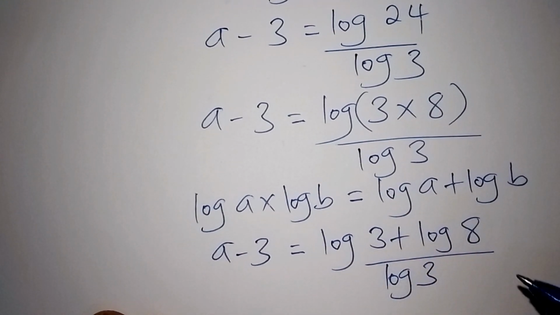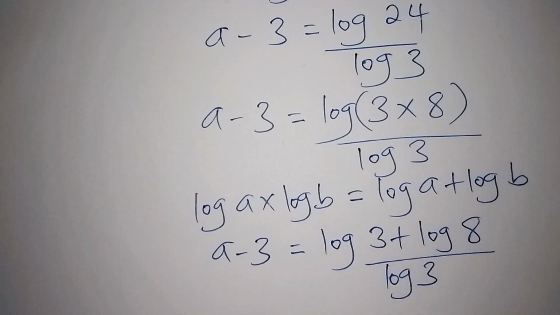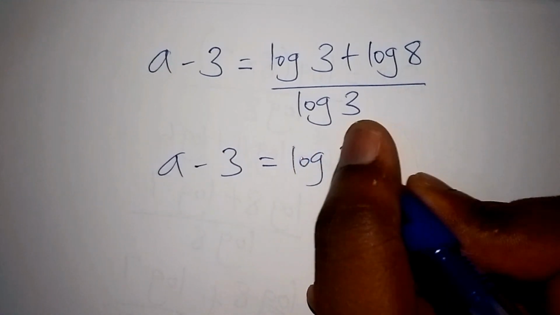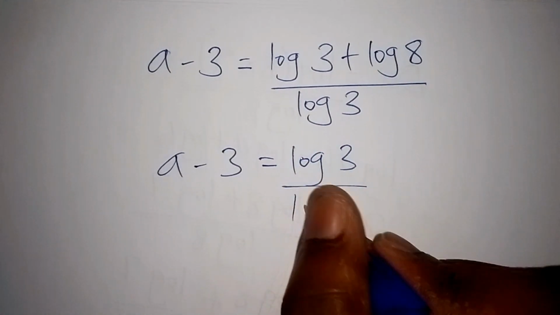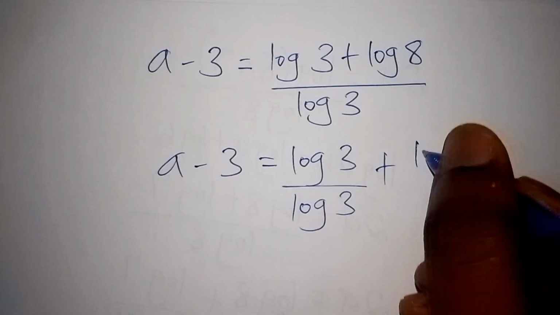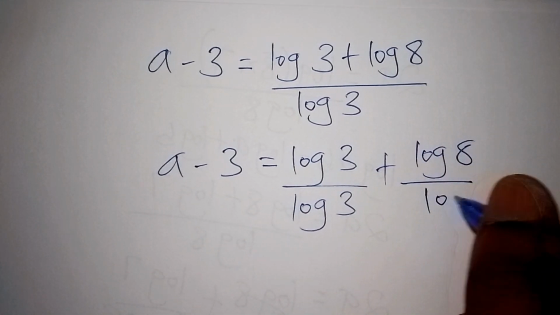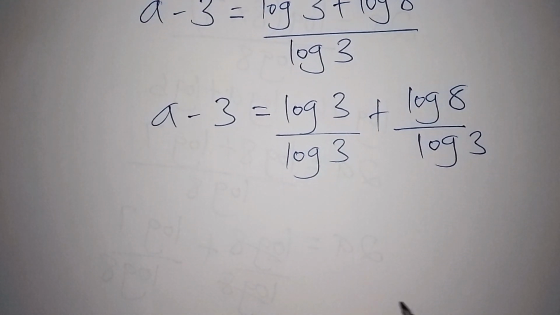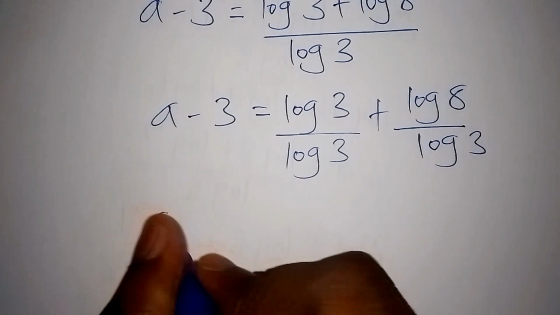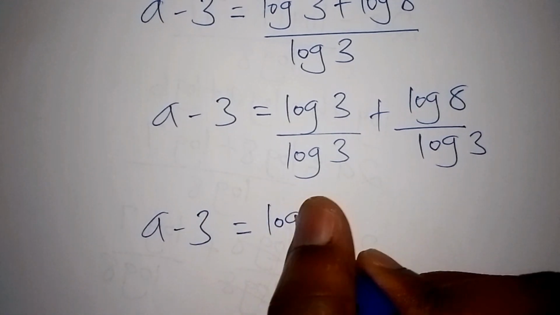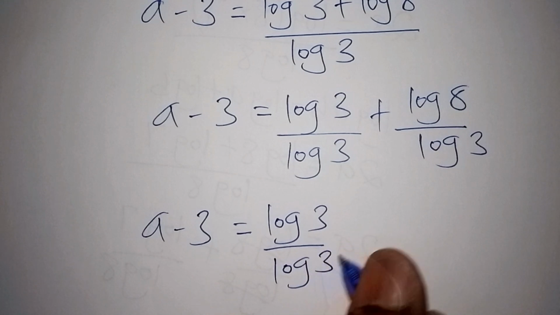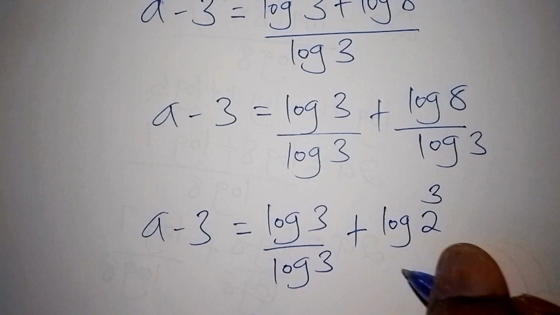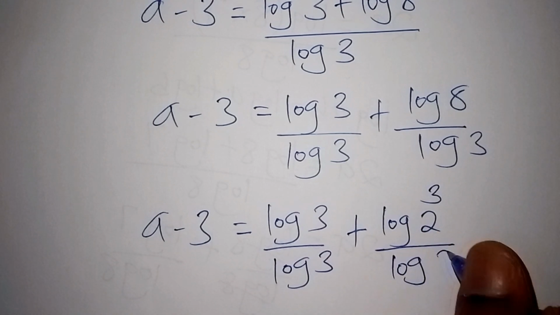Here now we shall rewrite it by saying that a minus 3 is equal to the log 3 all over the log 3, as we shall also divide this by the log 3, then plus the log 8, which we shall also divide by the log 3. So let's now rewrite this maths problem again, saying that a minus 3 is equal to the log of 3 all over the log of 3, then plus the log of 8, which can also be written as the log of 2 to the power of 3 all over the log 3.